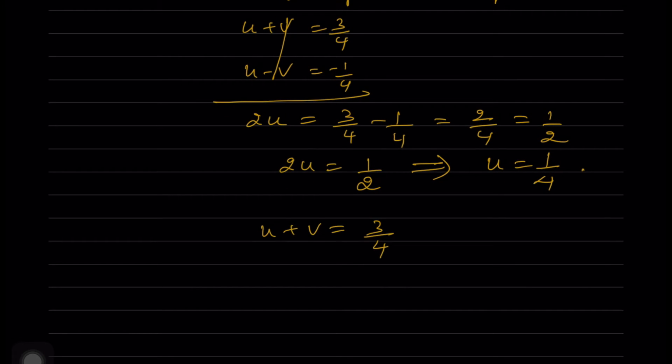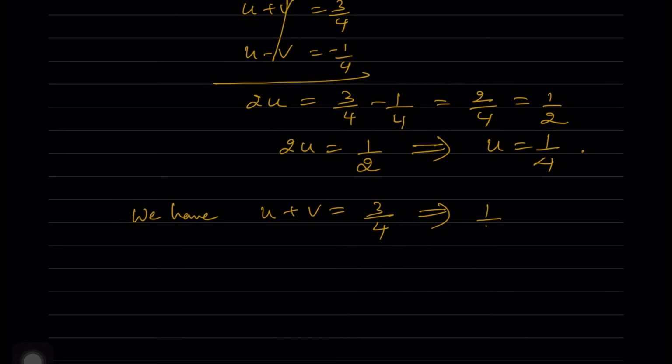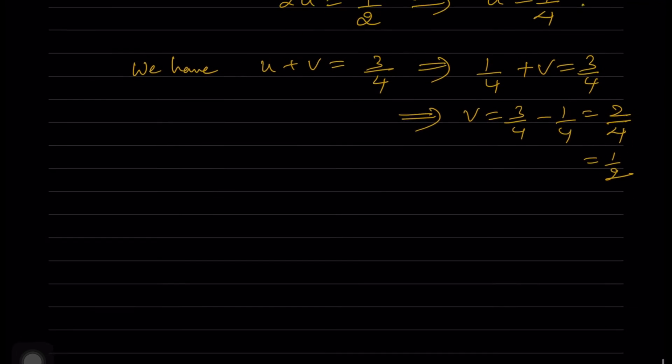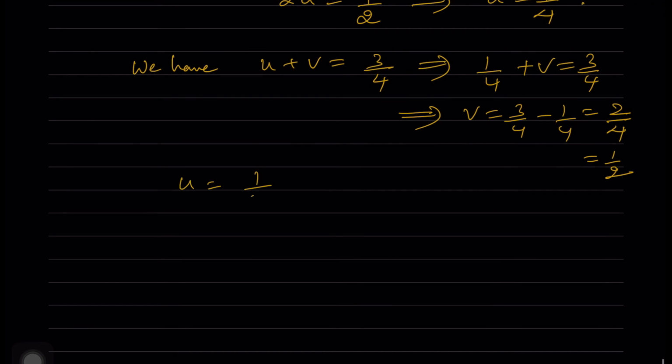Next, substitute this value of u in one of the equations. v is equal to 3 by 4 minus 1 by 4, which is equal to 2 by 4, which is 1 by 2. So u is 1 by 4 and v is 1 by 2.